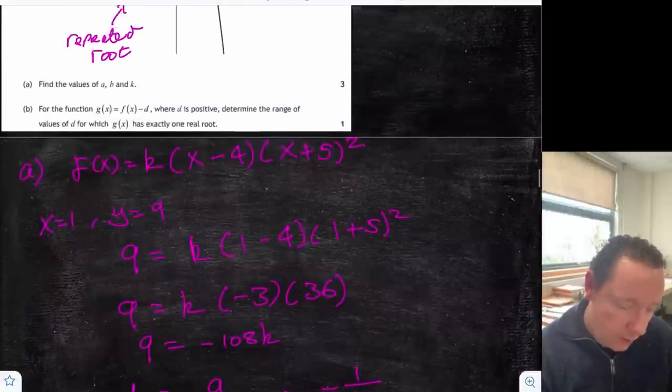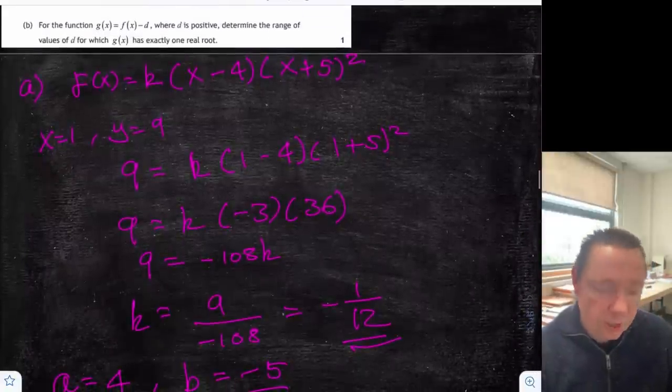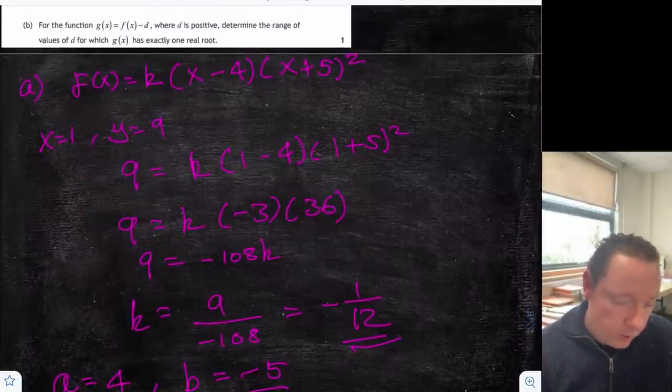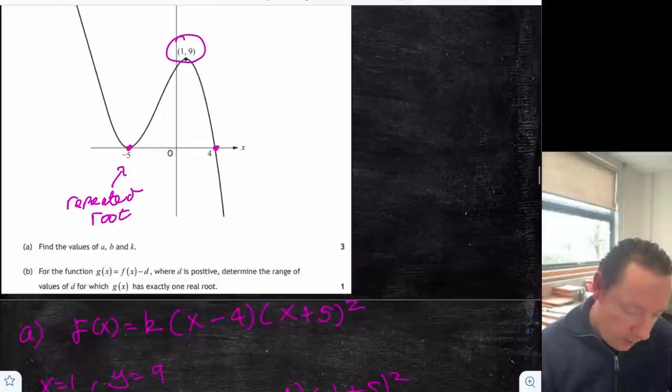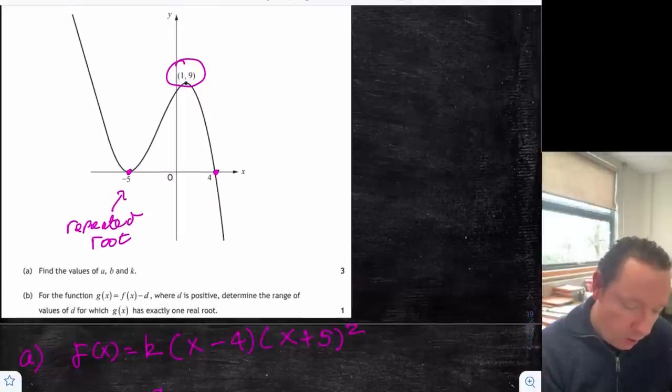So we're done there. Part b says, for the function g of x equals f of x minus d, where d is positive, determine the range of values for d so that g of x has exactly one real root. Okay, let's have a look at this. If it's got one real root, it only crosses the x-axis at one point. So this is going to move down, but it's still going up.